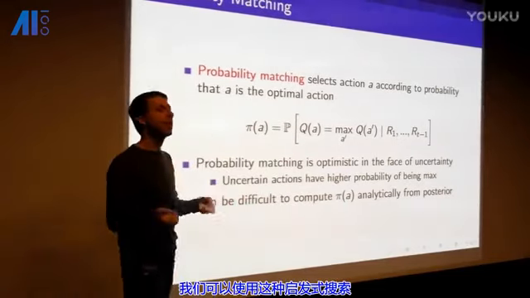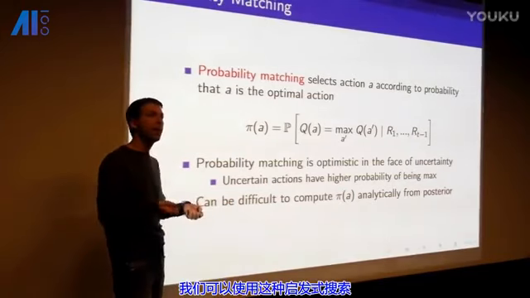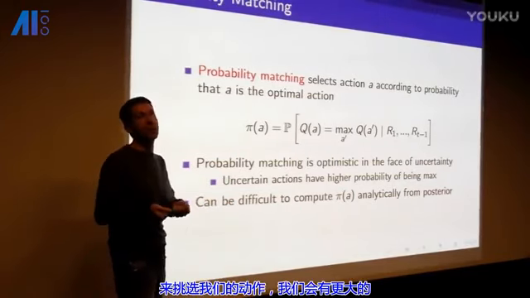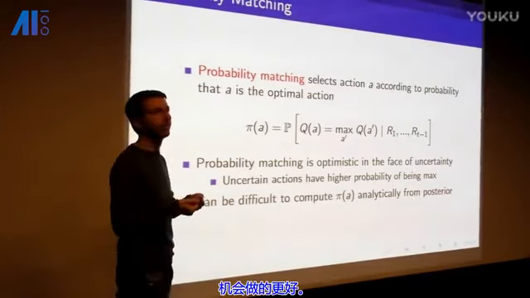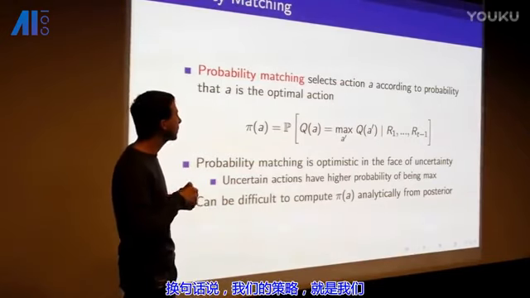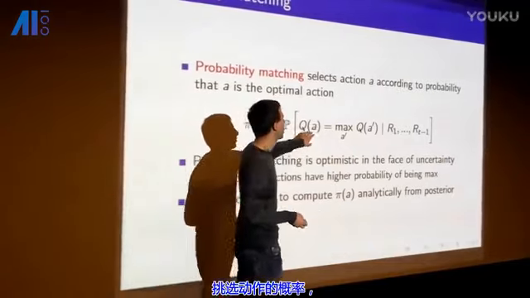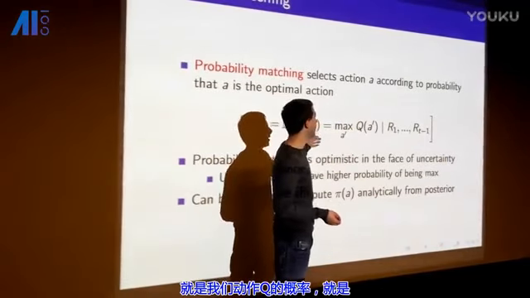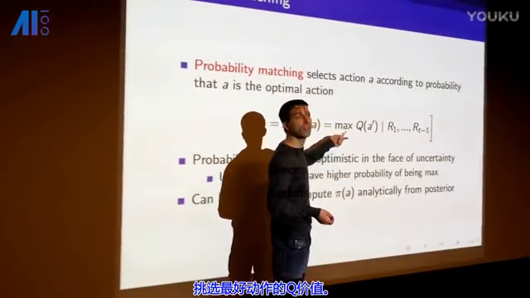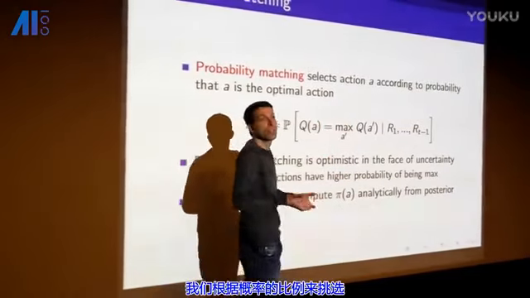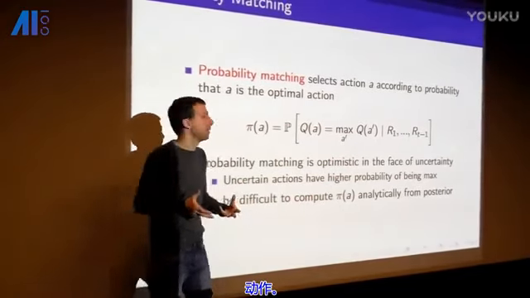It's a heuristic that guides us to picking the action which has the highest chance of being the best. So in other words, our policy, the way in which we actually pick actions, is just the probability that our Q value for that action is actually the best Q value. So we want to pick actions in proportion to the probability they're actually the best one.